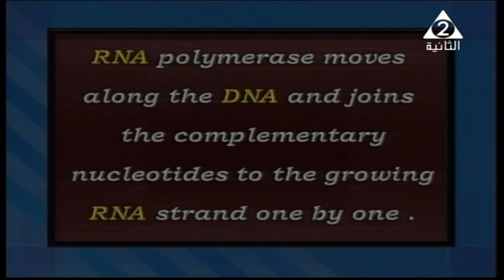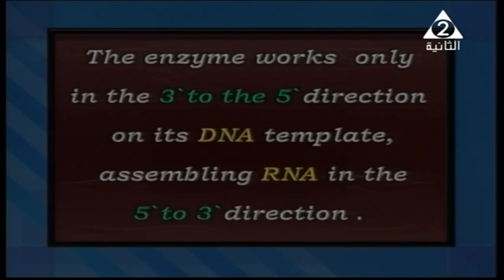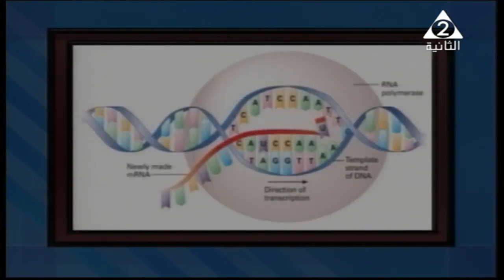After this, RNA polymerase moves along the DNA and joins the complementary nucleotides to the growing RNA strand one by one. The enzyme works only in the 3 to 5 direction on its DNA template, assembling RNA in the 5 to 3 direction. This figure represents the transcription of mRNA from the only strand that acts as a template of DNA.